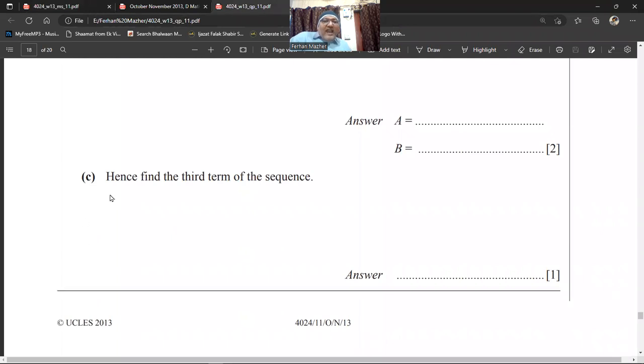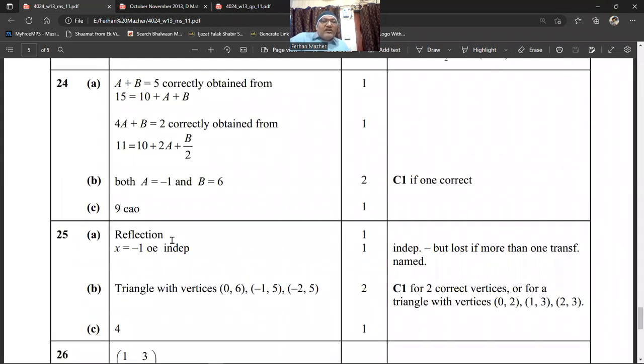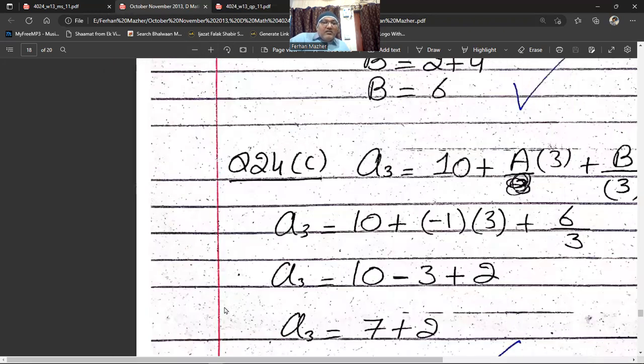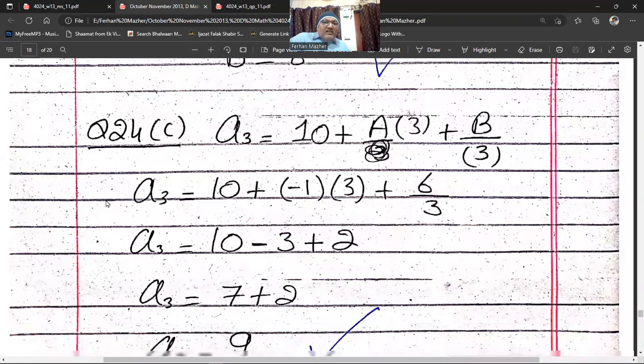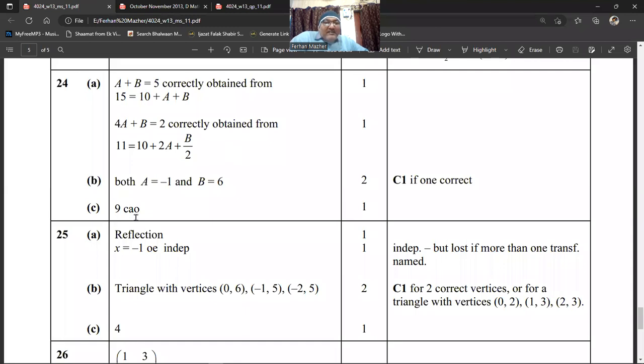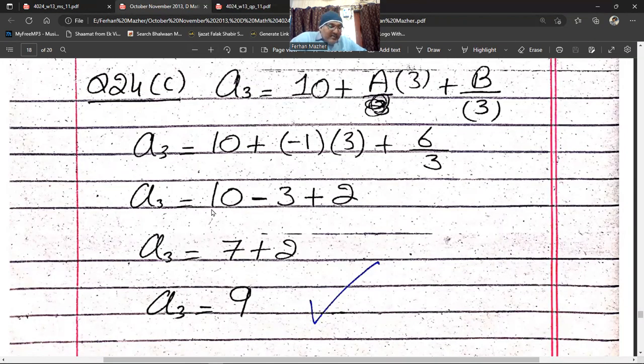Hence, find the third term of the sequence. So we can find the third term of the sequence. Very simple. The third term will be a3, and that will be equals to 10 plus 3 into (a plus b) by 3. The a value is minus 1. The b value is 6. So you will have 10 plus minus 3 into (3 plus 6) by 3. 10 minus 3 plus 2. And that will be 7 plus 2, and that will be 9. So the third term will be 9. So our answer is right. The solution is here.